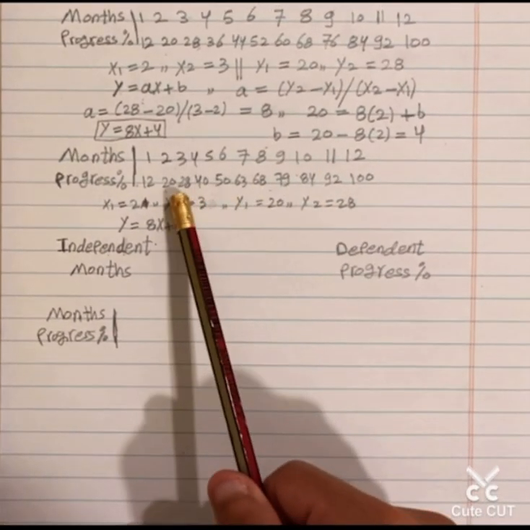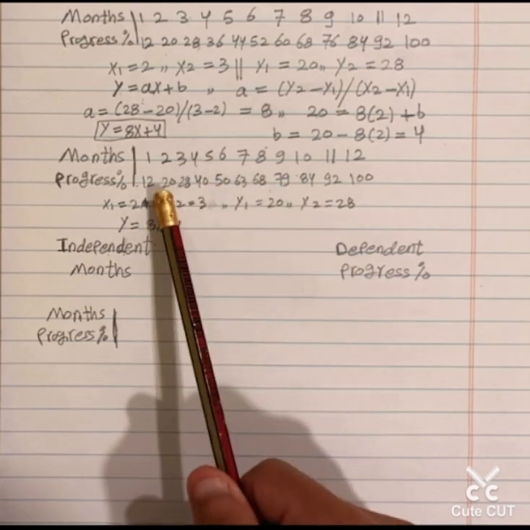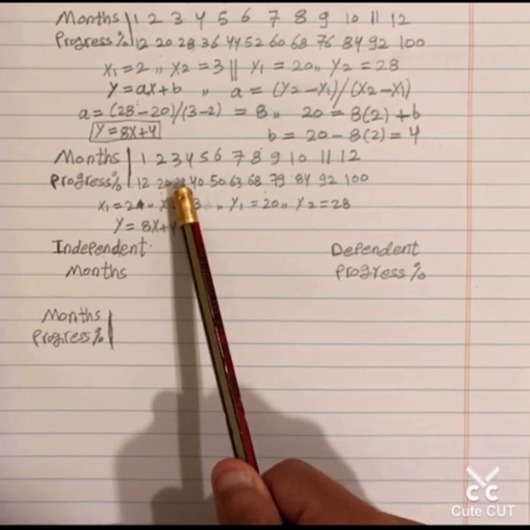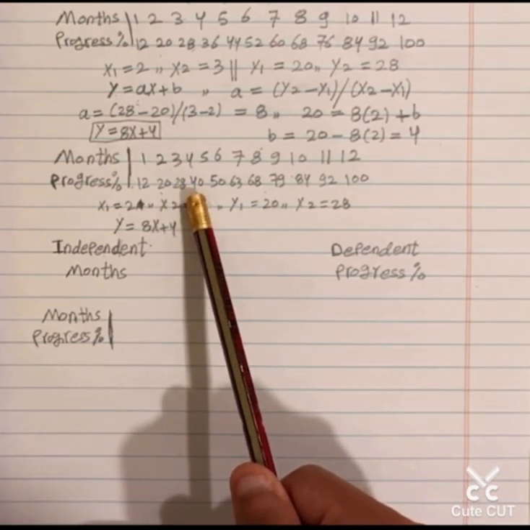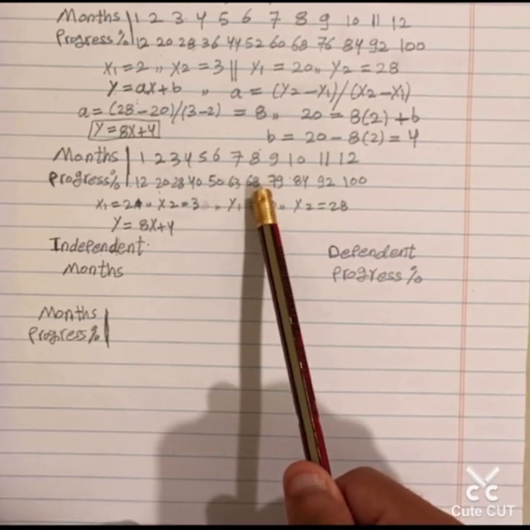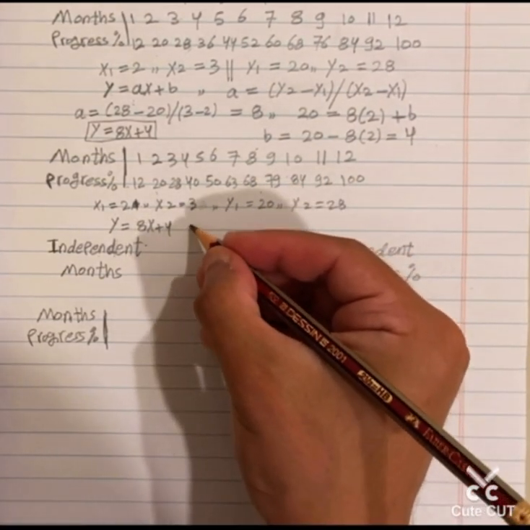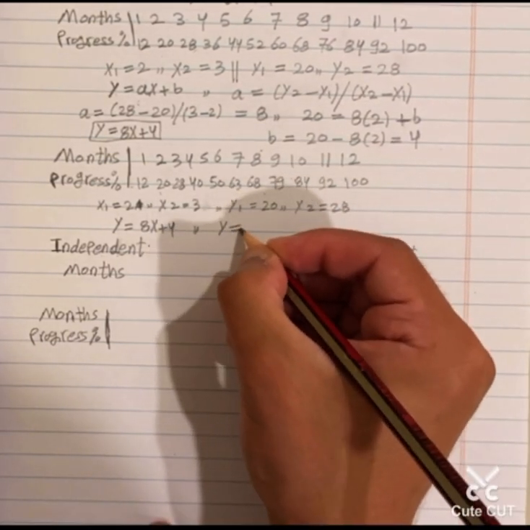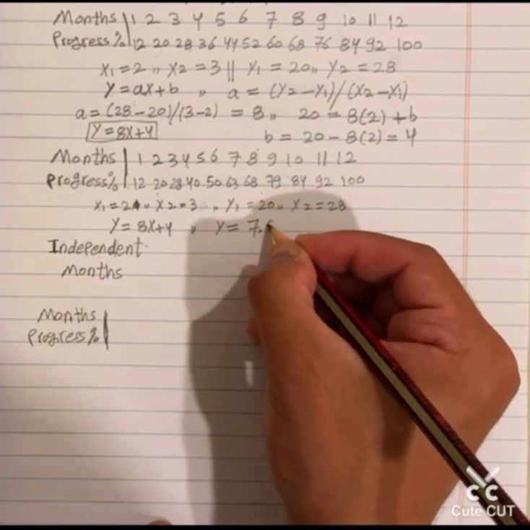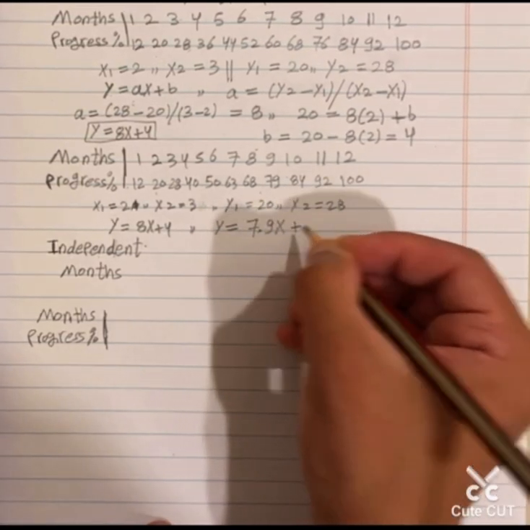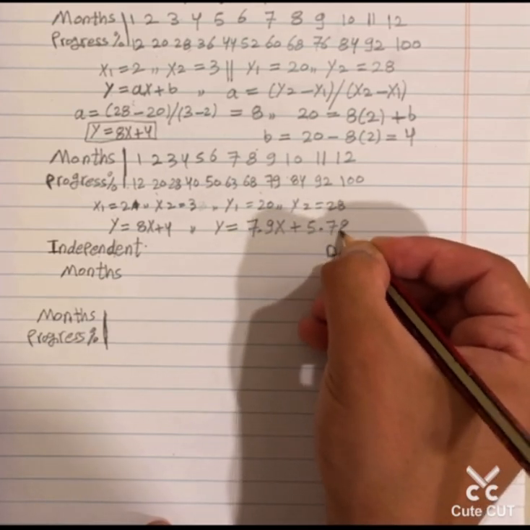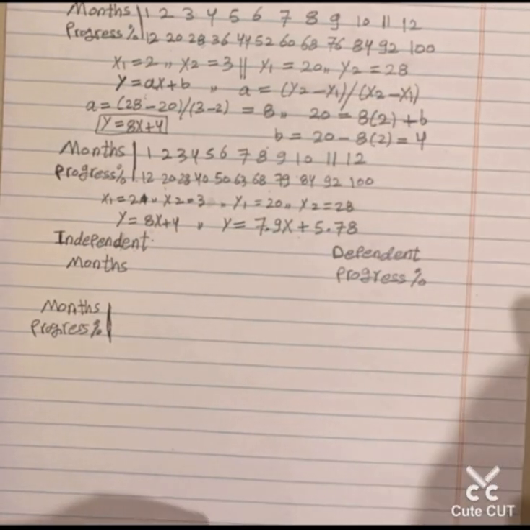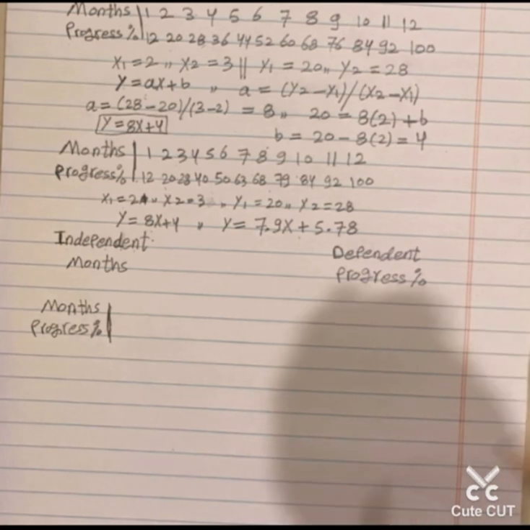But because we have differences in the middle, the difference is not always 8. Here from 12 to 20 and from 20 to 28 is 8. Here the difference is 12, 10, 13, 5, and so on. The Excel equation was different. It was y equal to, if you remember, 7.9x plus 5.78. So here we have differences, but they are close enough to each other. So it is acceptable to use two-point linear interpolation.